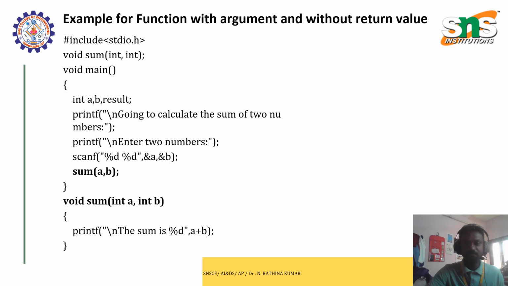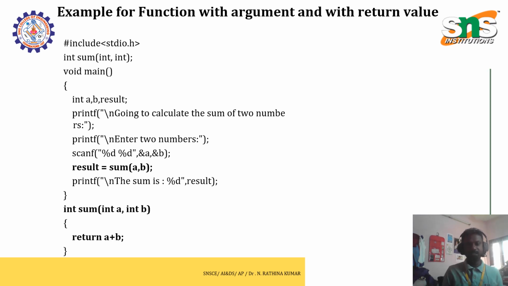The third one is with arguments and without return value. See that user defined function. It is named sum. It has two arguments, a and b. So automatically the values of a and b are passed to the function definition. Then they perform some addition operation and display the result. Here the function has some arguments, but in the function definition, it doesn't return any value to the main function. So it is called a function with arguments and without return value.